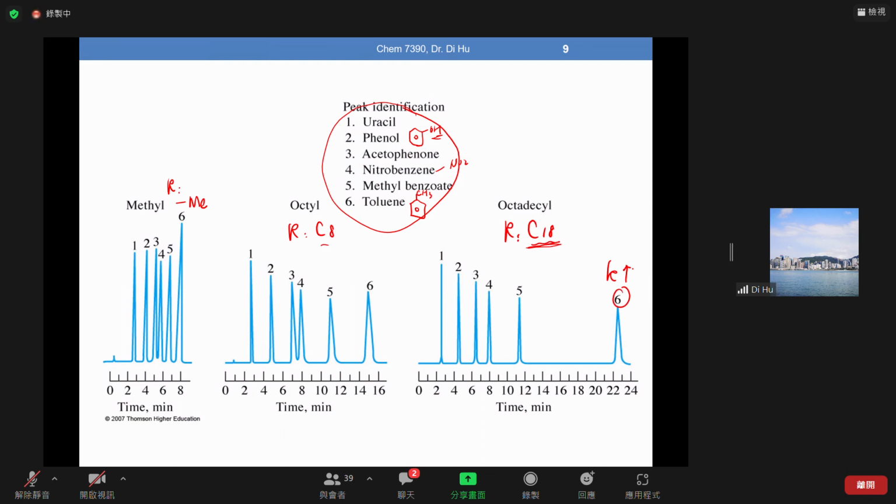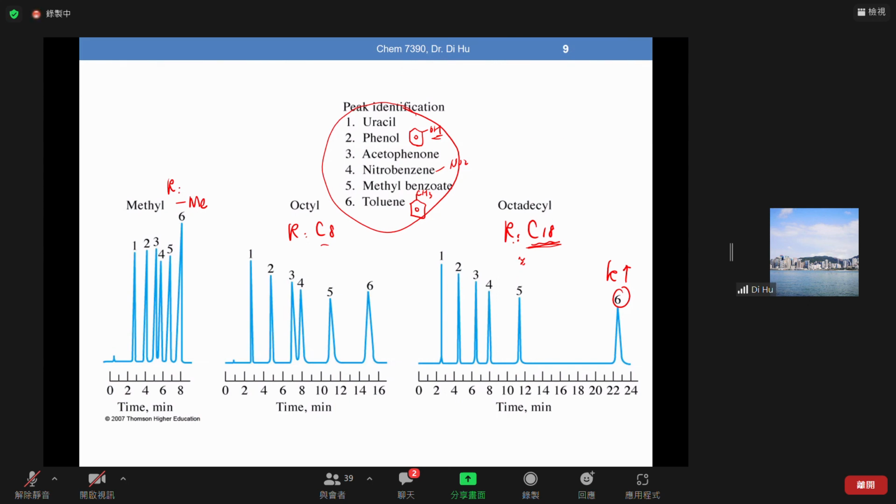Another thing you should know is that increasing this carbon chain also permits the use of larger samples, so it increases the capacity as well. For example, the maximum sample size for a C18 packing is roughly double that for the C4 packing. So that is the common sense for that.